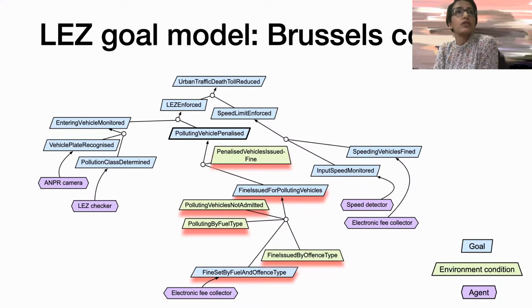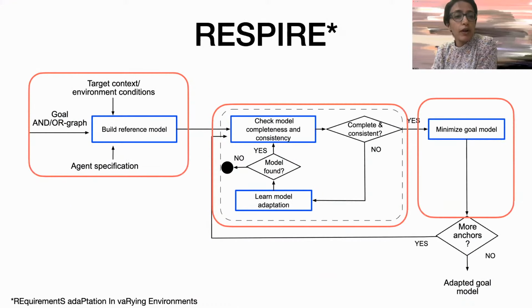So for example, what's common between these two models is that the polluting vehicles should be penalized, and ensuring that the semantics of the refinements are correctly maintained once they're adapted. So I'll briefly describe the key steps of our approach, which we call RESPIRE, for requirements adaptation for varying environments. The details we've left, obviously; if you're interested, read the full paper.